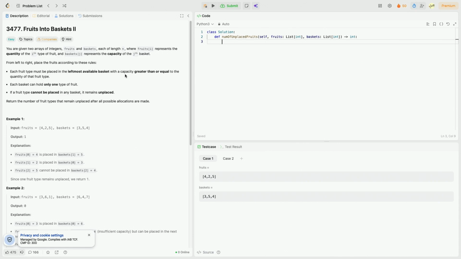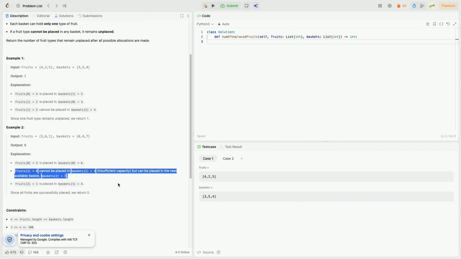Once we place a fruit, no, wait a second. If we cannot place a fruit, it remains unplaced and we cannot place it later. However, in this example, we try to fit the fruit into the basket, it doesn't fit, so we pick the next one. All right, so I'm thinking we need O of n squared. That's my preliminary runtime analysis. n by n time.